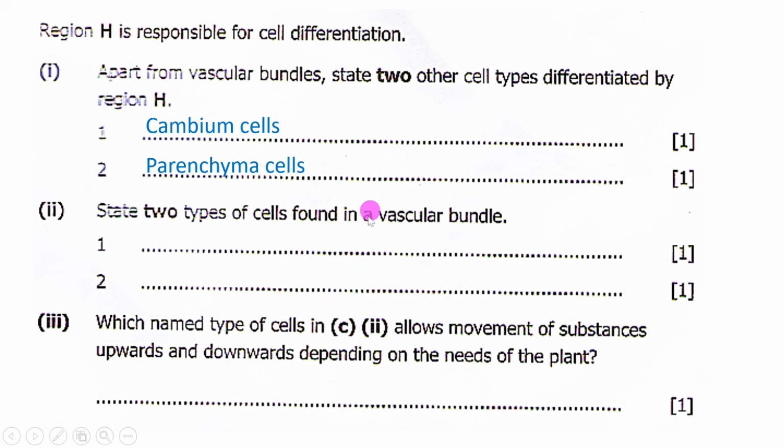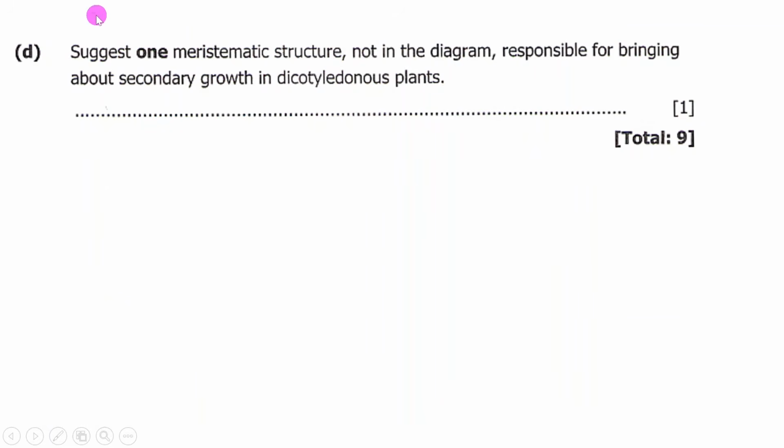So the types of cells found in the vascular bundle are number one, xylem cells, and number two, phloem cells. Then part 3 says which named type of cells in C part 2 shows movement of substances upwards and downwards depending on the needs of the plant. Of xylem cells and phloem cells, which allows movement of substance upwards and downwards? So it's actually phloem here. That's the answer. Okay, so we proceed to D.